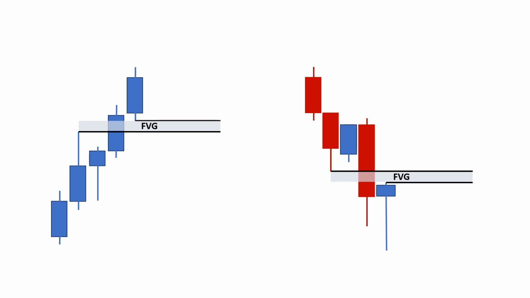All right, so this is how you should draw your fair value gaps. It's not complicated, guys. Another point you should remember, because I see a lot of traders making this mistake: the color of the candles does not matter. It does not matter, not even a little. The colors do not matter. If there's a void, there's a void. If there's a space, there's a space. A fair value gap is a fair value gap.